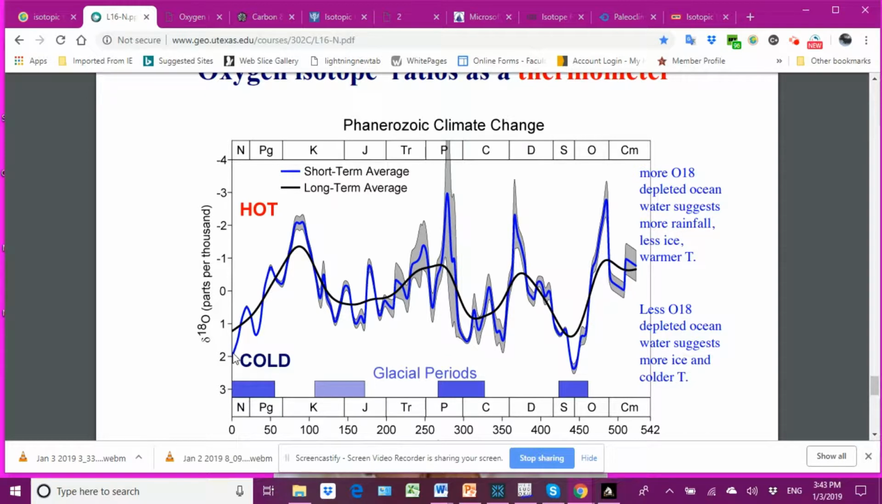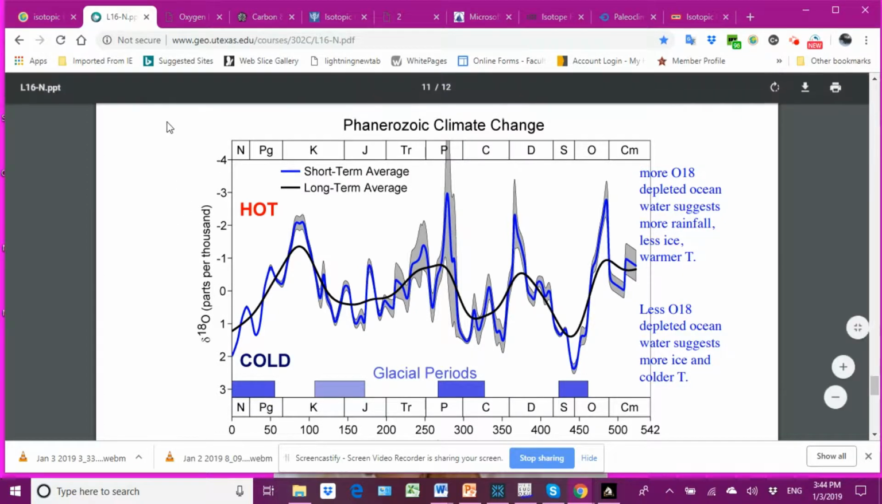And we look at the graph here, the blue is the short-term average, the black is the long-term average. And what do we have here? Really cold, warming up a bit, cooling down a bit, warming up a bit, gets really, really warm here, and we see this cycle. See the cycle of temperatures over time. And as I showed you earlier, we can recreate the temperatures based on our δ18O signature.